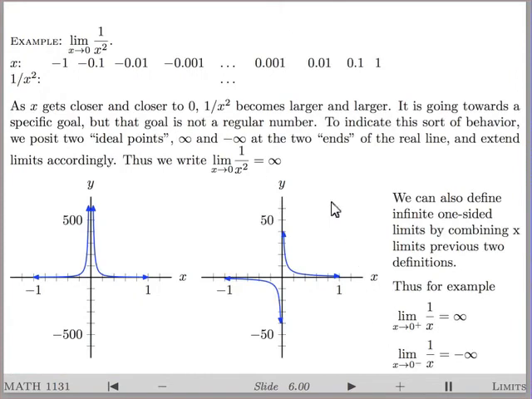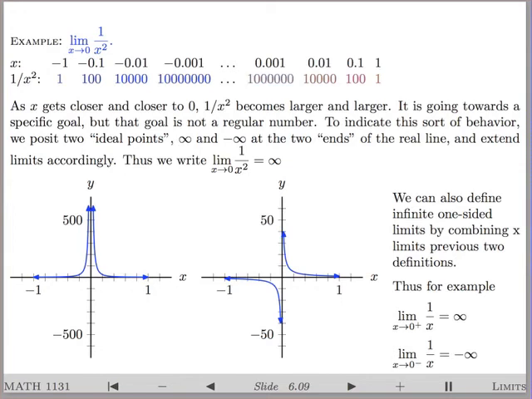Another situation where the limit doesn't exist is shown by the function 1 over x squared. If you look at the values of this as x approaches 0, when x is 1, 1 over x squared is 1. If x is 0.1, x squared is 0.01, its reciprocal is 100. Since we are squaring, the sign of x doesn't affect the value, so we get 100 on both sides. If x is plus or minus 0.01, x squared is 0.0001, reciprocal is 10,000. At 0.001, the reciprocal of x squared is 1 million.